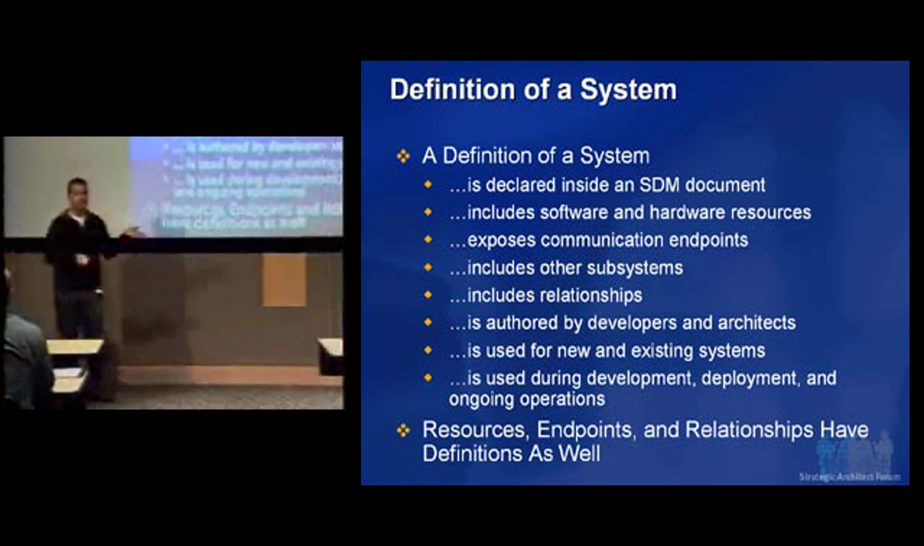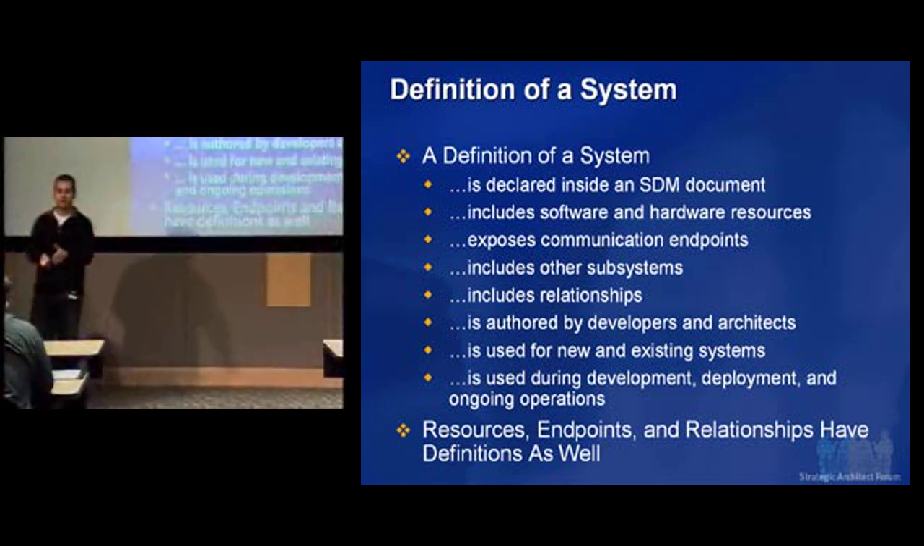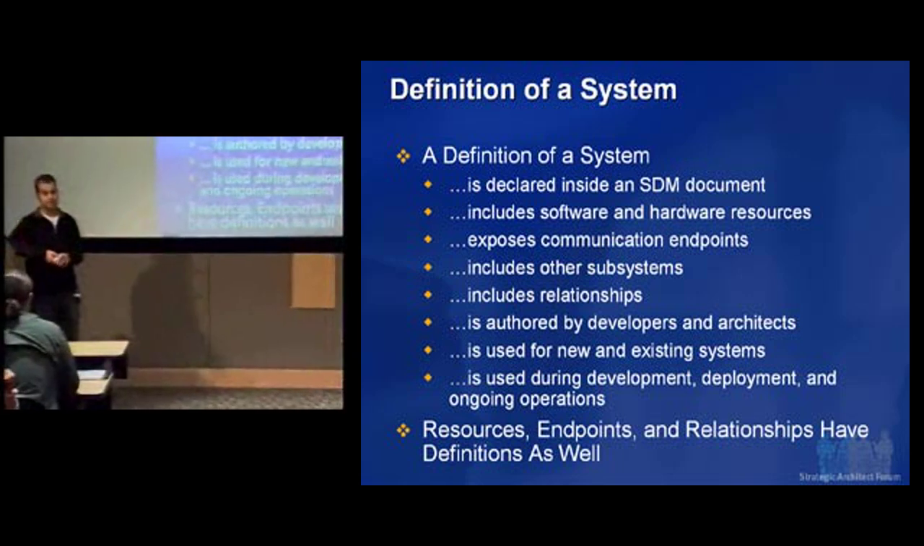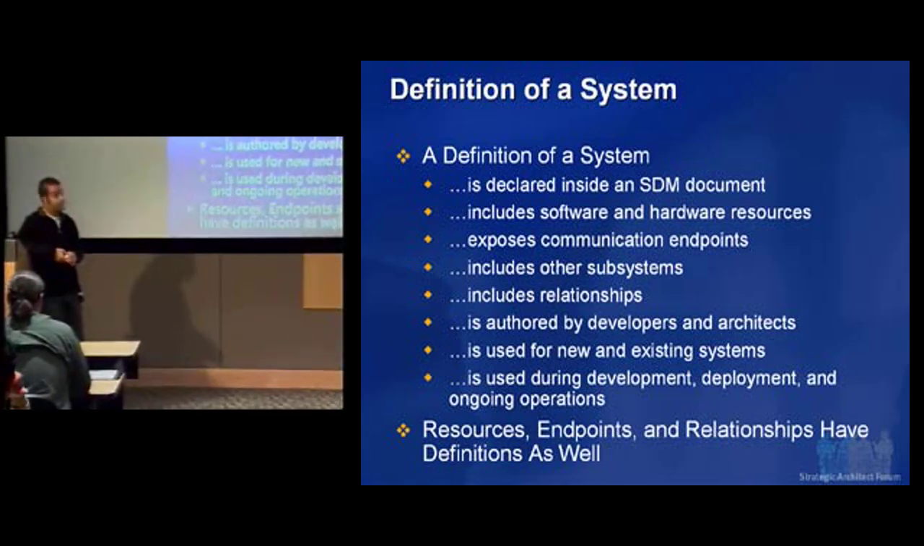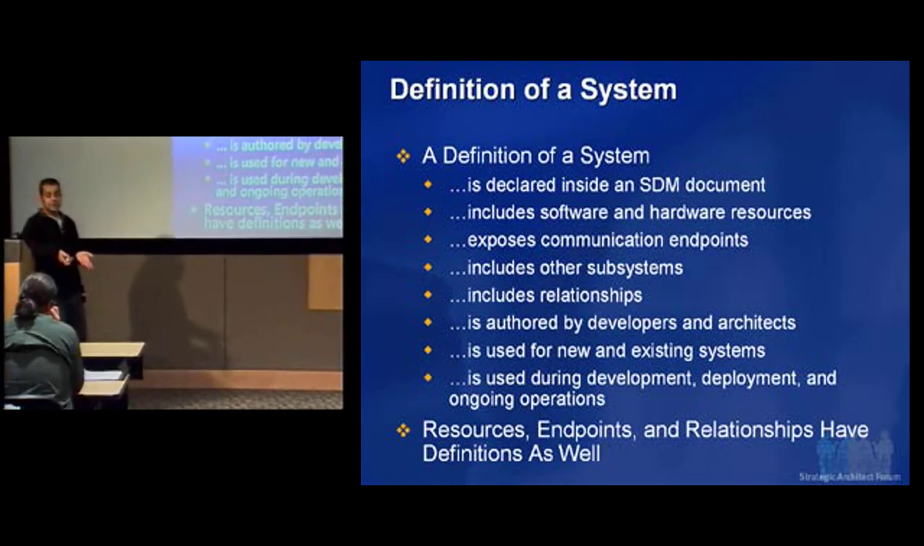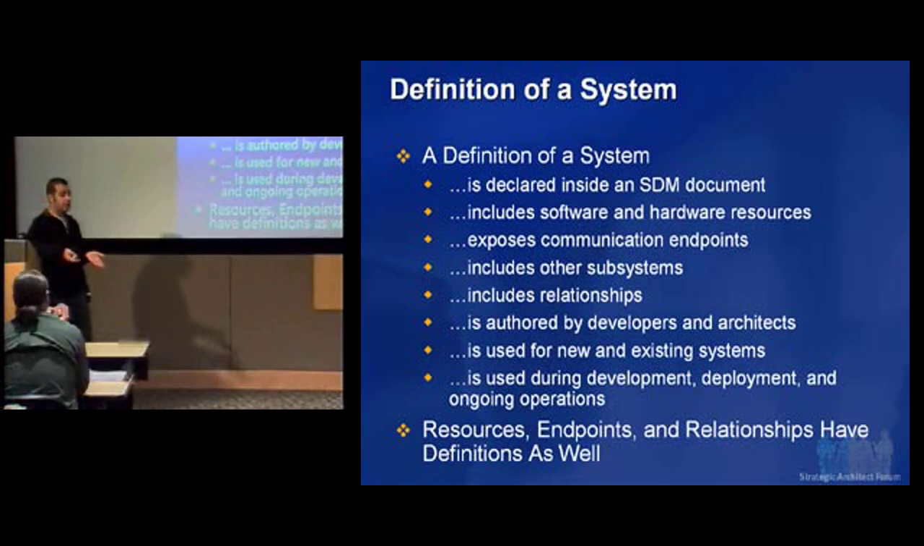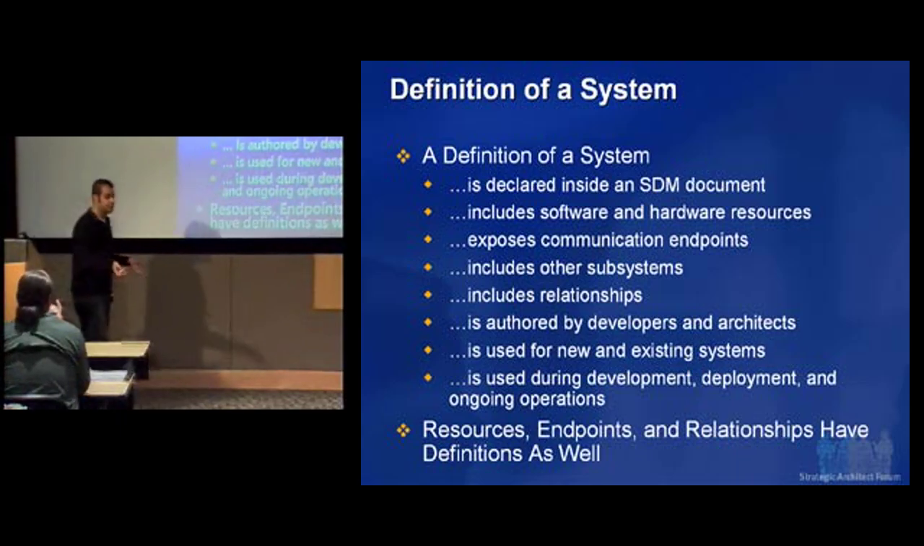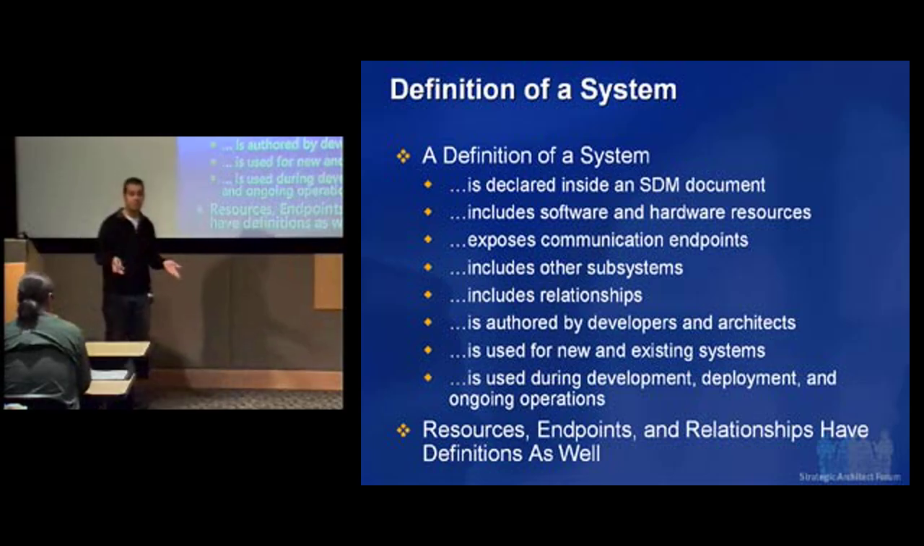Typically, these definitions are built by the developers and the architects when they're working on a system. When you're building a new system, you can create a system definition for it. Or you could use it to describe existing systems. If I have something that's pre-deployed, I can actually describe it as well using the SDM. I can define all the pieces that are pre-deployed. I can define the relationships between them and the endpoints. And then management tools and deployment tools can actually help with that definition.